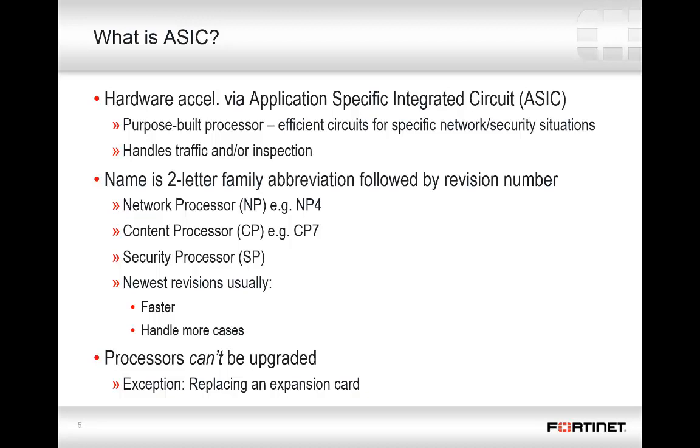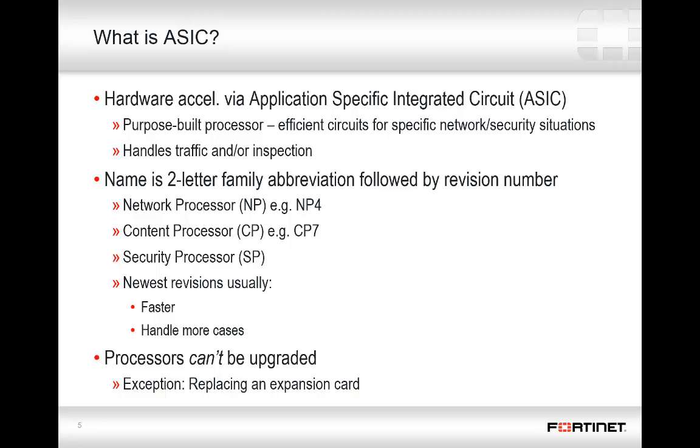Usually, newer revisions of these chips are faster and can handle more situations, so the CPU can offload more processing to them. But except for chips on PCIe expansion cards, for example, the specialized processors are not easily upgradable. They are wired onto the motherboard.